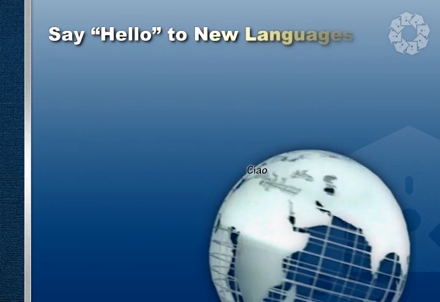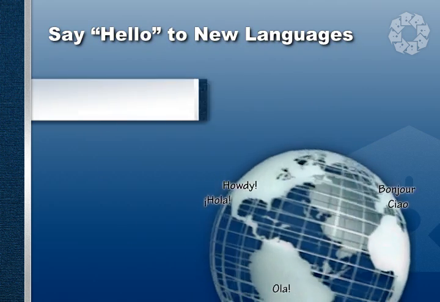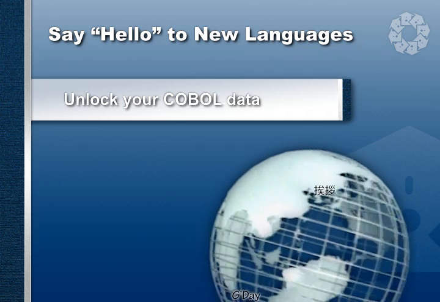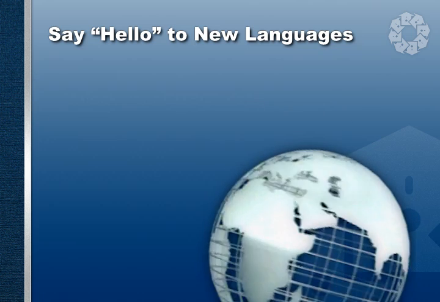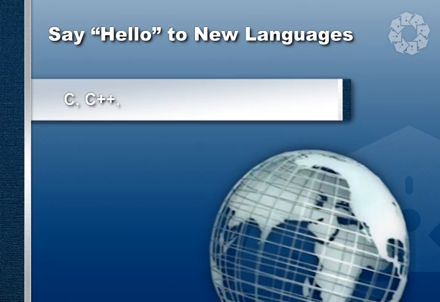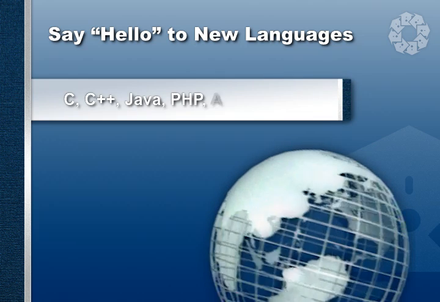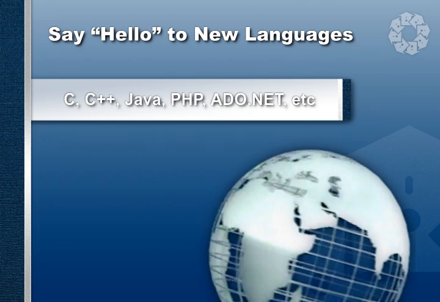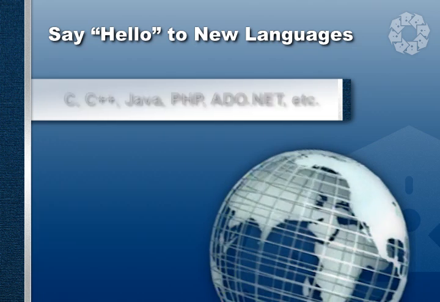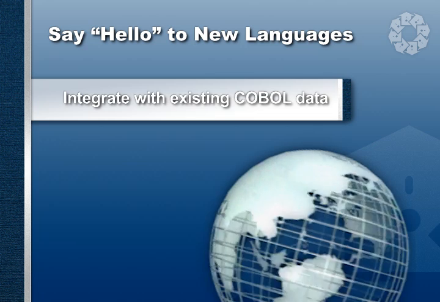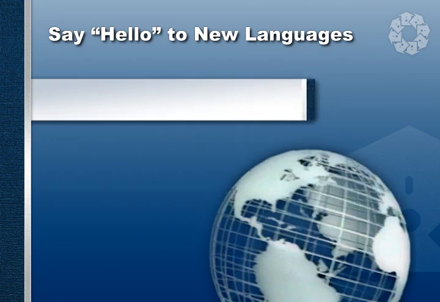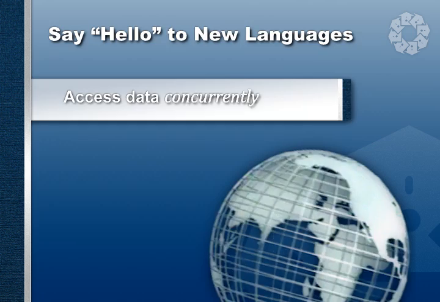Say hello to new language support when you move to FairCom. Data that was locked into the COBOL file system is now accessible to a world of new languages. The C-treeACE development environment provides interfaces for C, C++, Java, PHP, ADO.NET, and many others. This flexibility allows you to build new applications in the language of your choice and integrate them with your existing COBOL data. And remember, all of these applications can access your data concurrently.